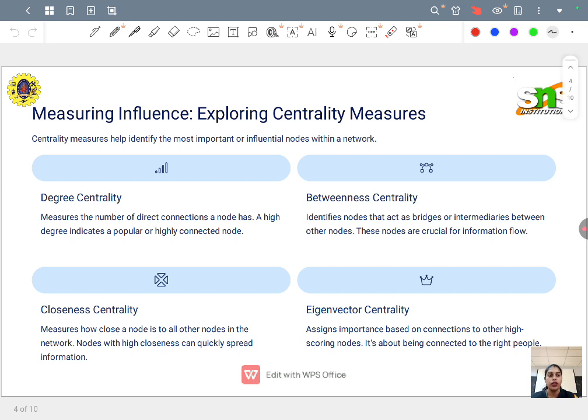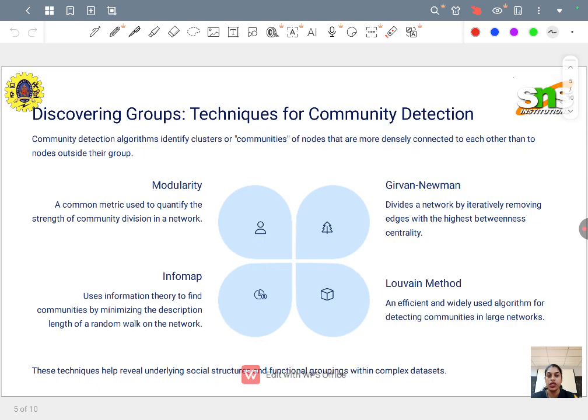And fifth slide, we will be seeing about community detection. Beyond individual importance, networks also have communities, groups of nodes that are more connected to each other than to outsiders. Algorithms like Girvan-Newman, Louvain, and InfoMap help us detect these communities. This is crucial because communities often reveal functional groups, like work teams in an organization or interest groups in social media.